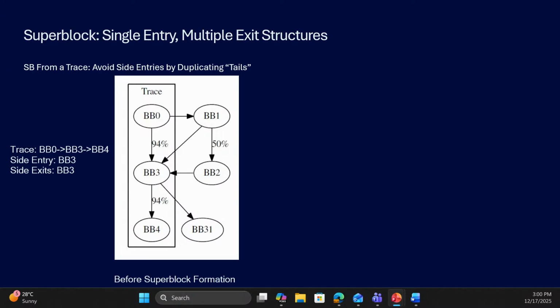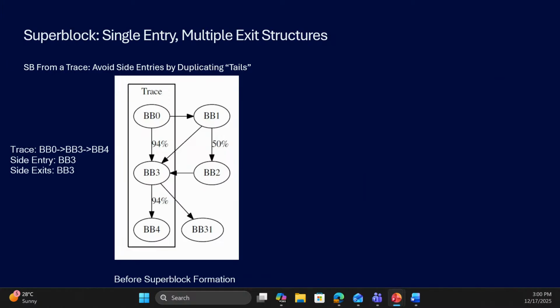BB3, right? And BB0 as well. Yes, BB0 is also a side exit, right? Yeah, so I'm missing it. Side exit, it's not just BB3, it's also BB0, right? Okay, so I made this mistake. I'm not shy.